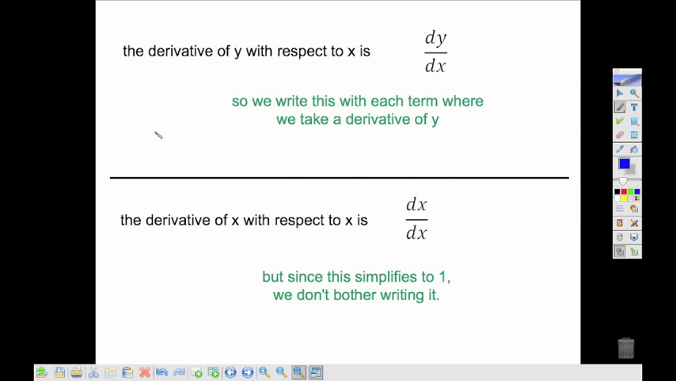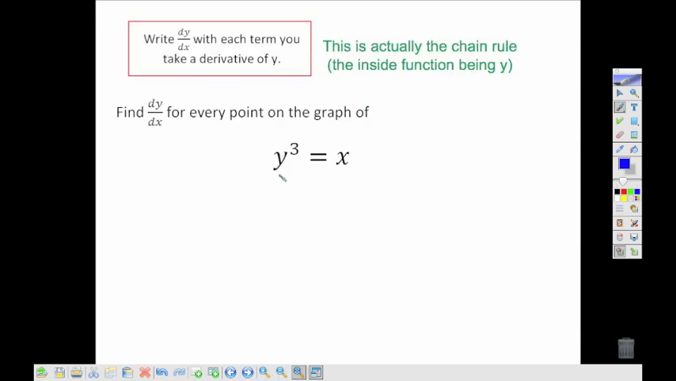When we take the derivative of y, if our function was just y, then we get dy/dx. And if we took the derivative of x, we get dx/dx, which simplifies to 1, so we don't bother writing it. We're going to treat x the same way that we have before. We could solve this for y, but we're going to do it implicitly instead.